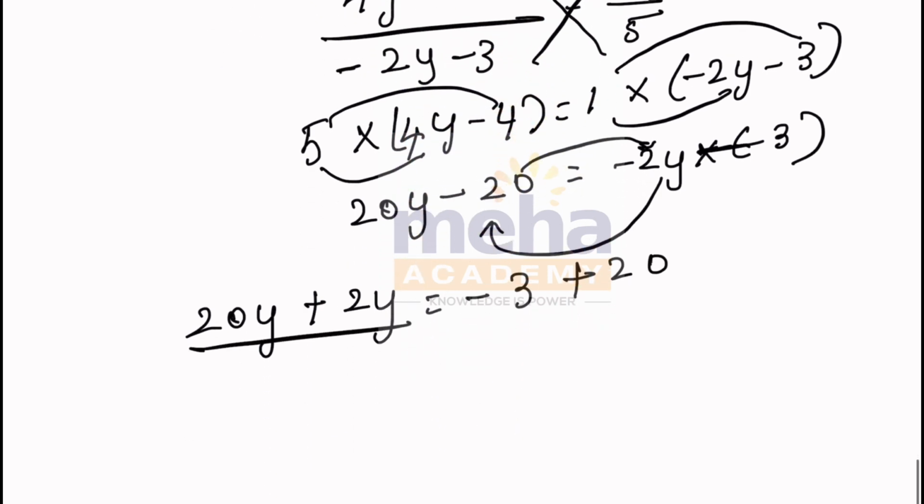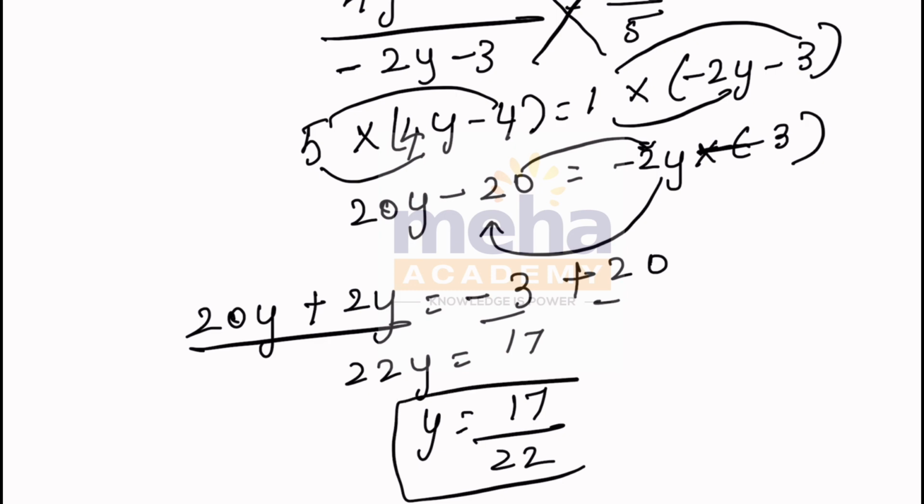So here both are positive numbers. So 22y is equal to 1 plus number, 1 minus number. So it's always subtraction and give the greater number's sign which is plus. So y is equal to 17 over 22. So this is how we solve the linear equation.